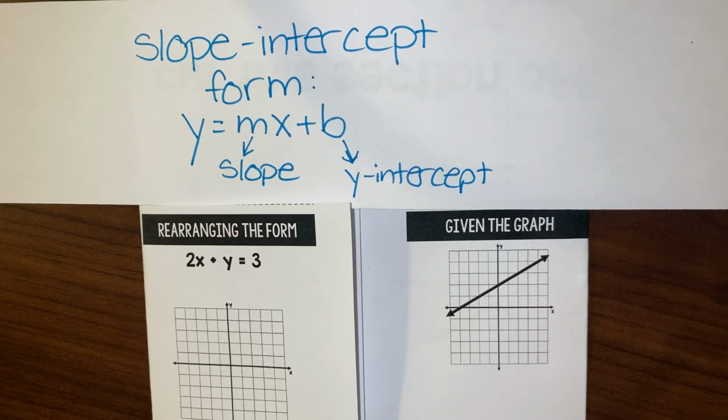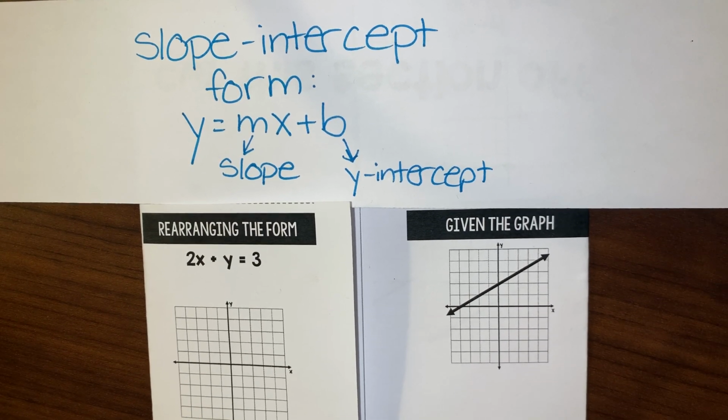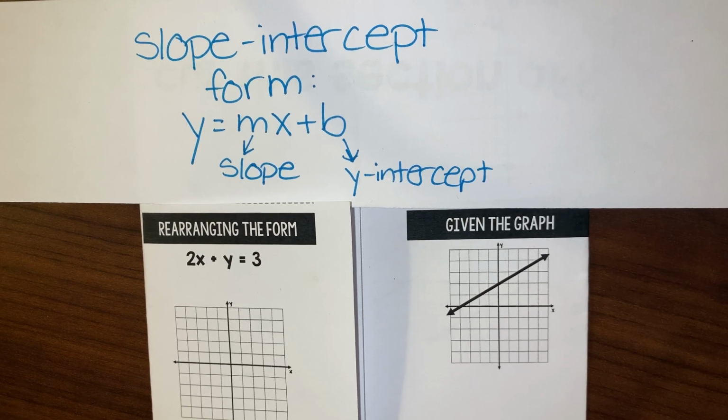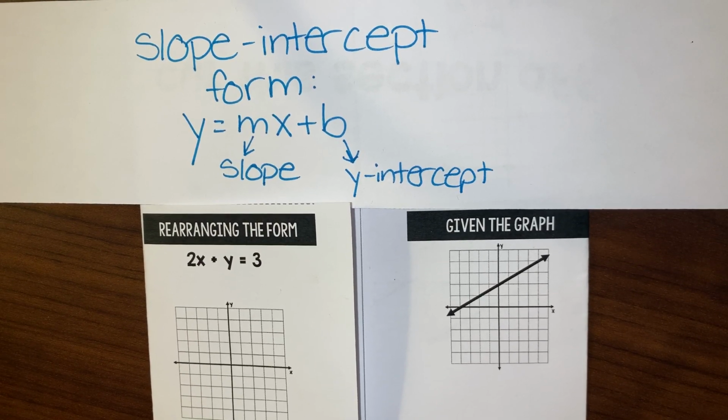All right, now in this next equation, I'm given an equation and it's actually written in standard form, but I don't want to ever graph something in standard form. I always want it to be in slope-intercept form, because when it's in slope-intercept form, it's a lot easier to identify the slope and your y-intercept.